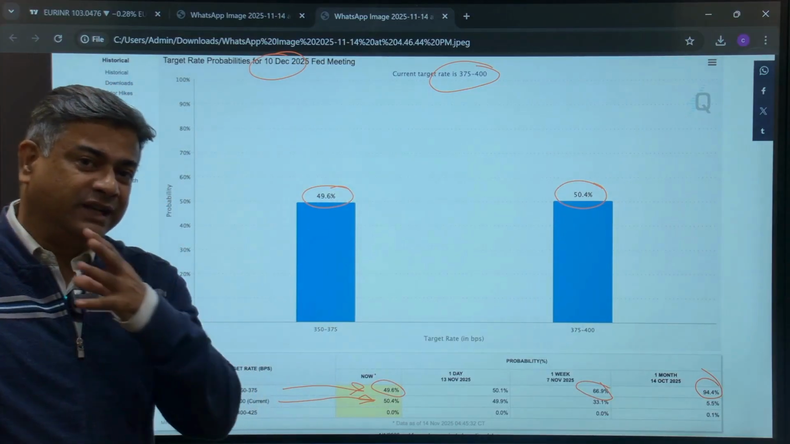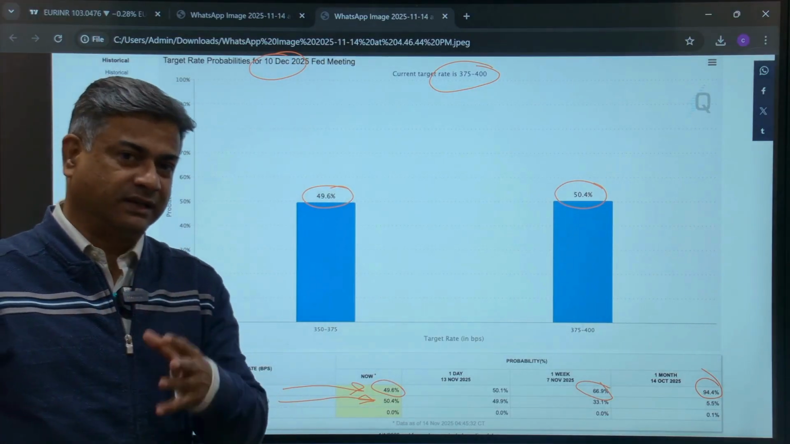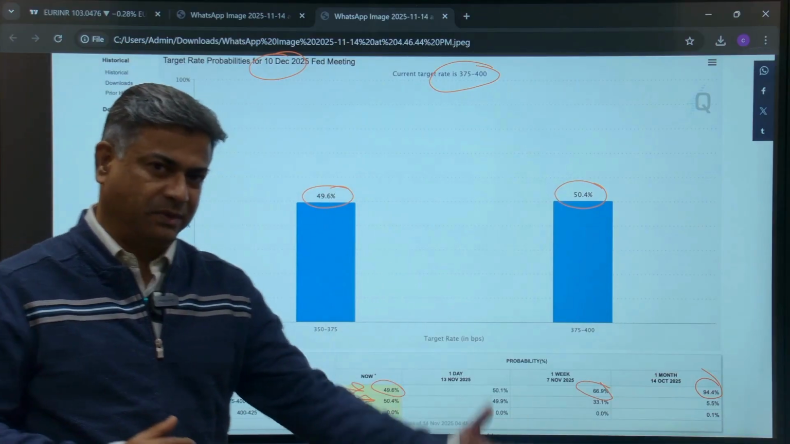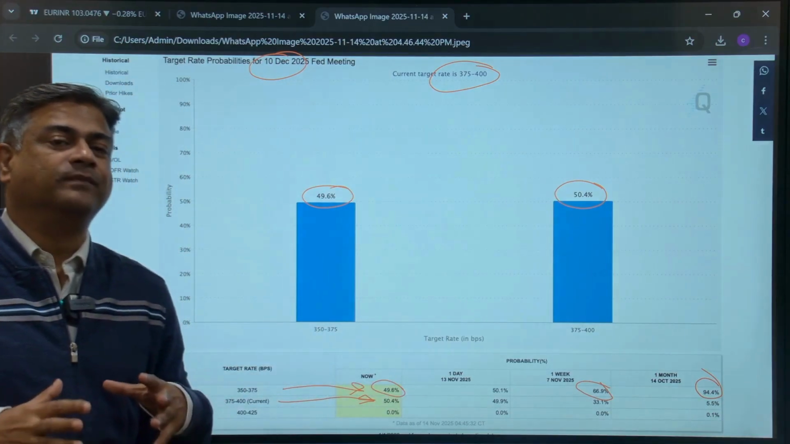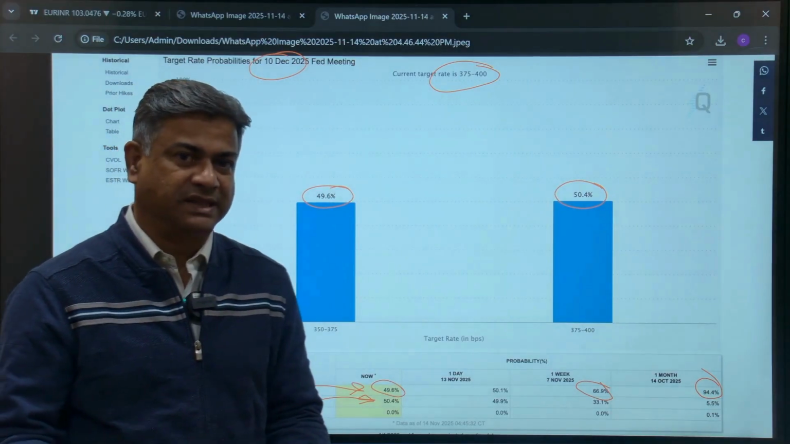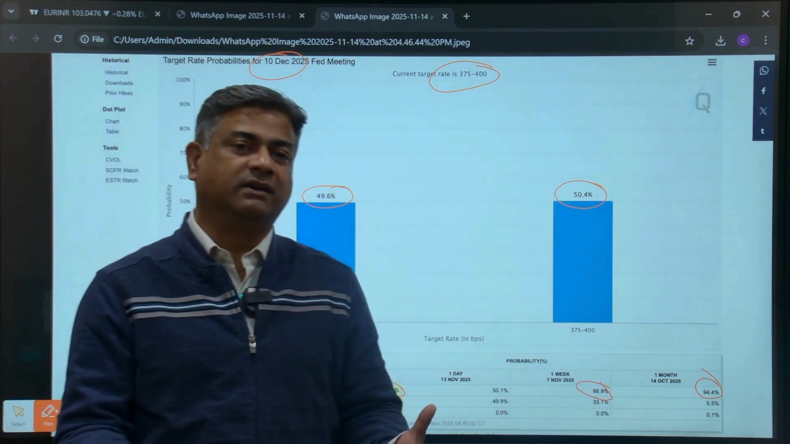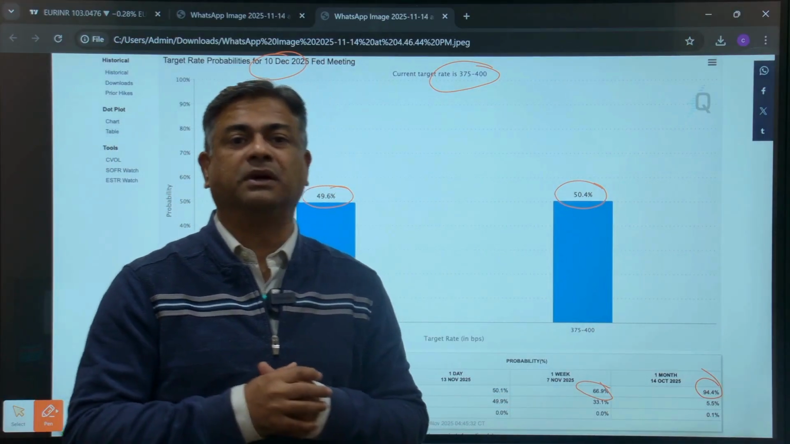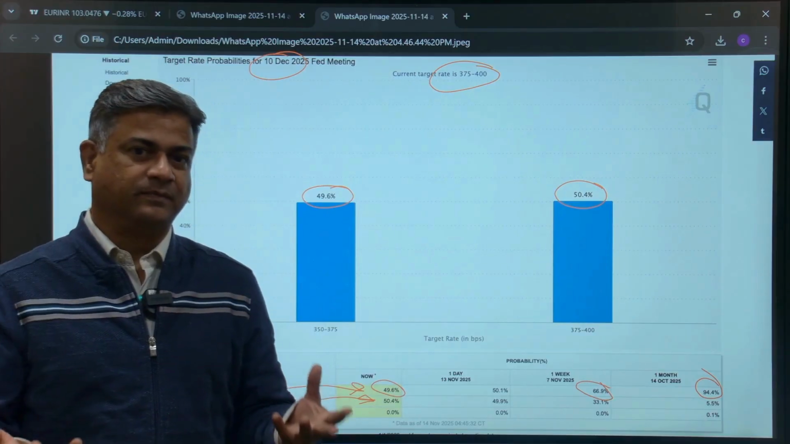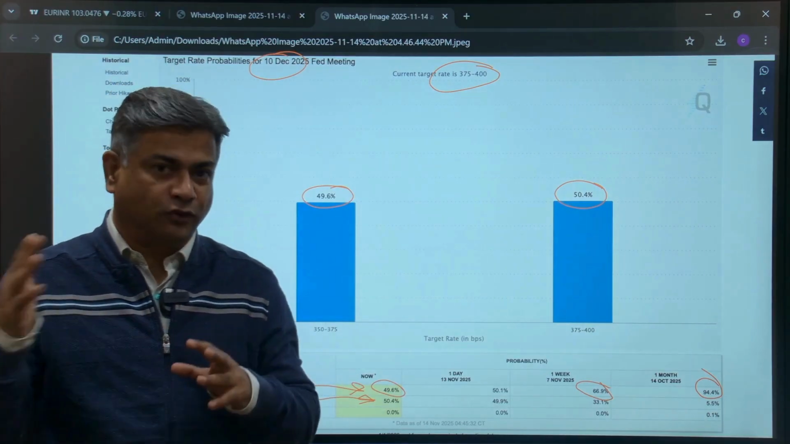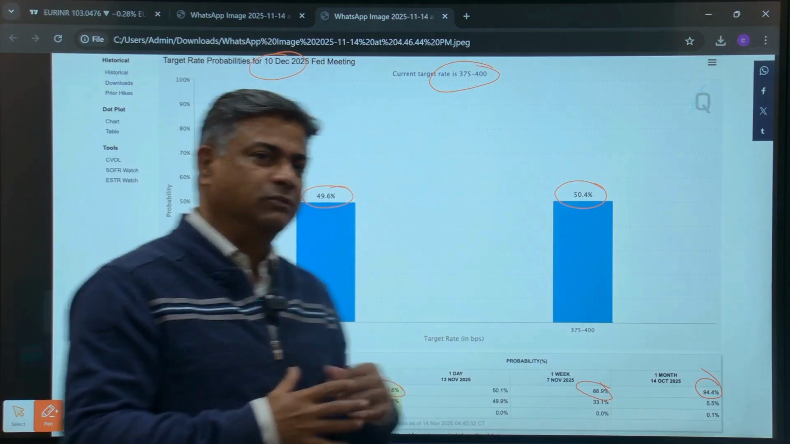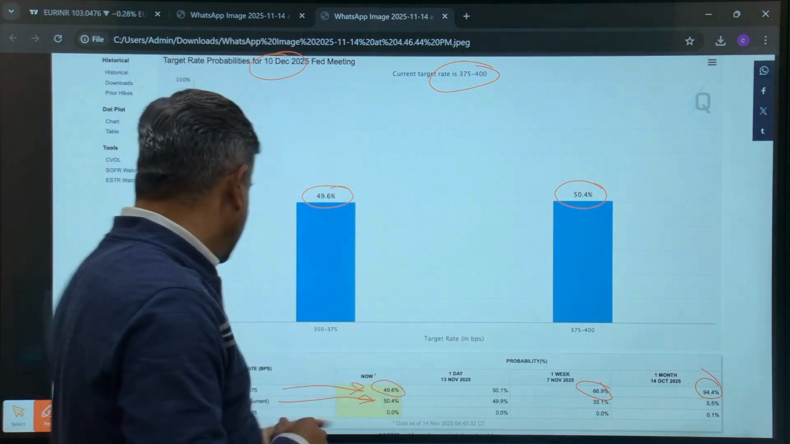So 94% probability of a rate cut in the December meeting just about a month back, and now that has become less than 50%. So there is less than a 50% chance that there will be a rate cut on the 10th of December by the US Central Bank. This is actually very critical for global forex markets. I'll come to some of its effects in the later part.